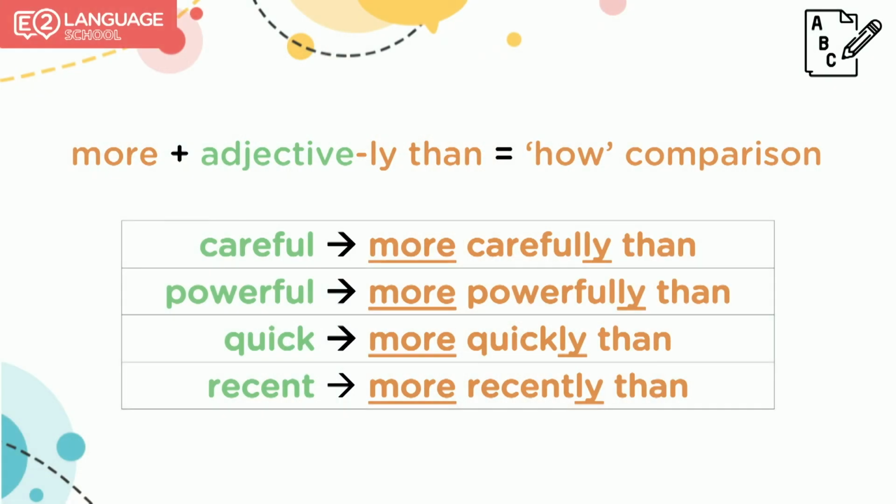So if it's more than 1 syllable, what we do is we make this more powerful than. We can't say powerfuler or dangerouser. No, that doesn't work. Or more recenter. No, that doesn't work either. Some short ones can turn into longer ones though. So careful, more carefully than. Powerful, more powerfully than. Here's a short one, and you can say more quickly than because this rule is flexible sometimes. Recent, more recently than.